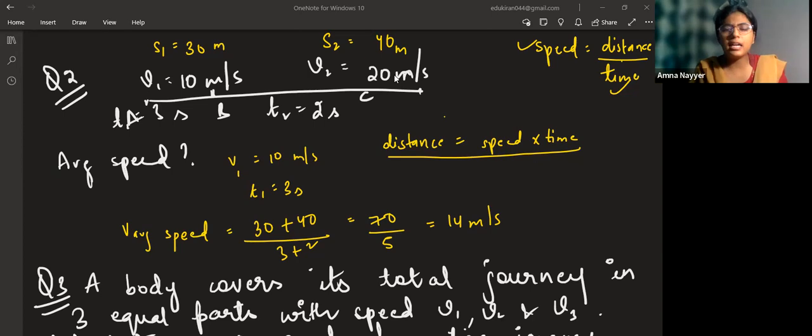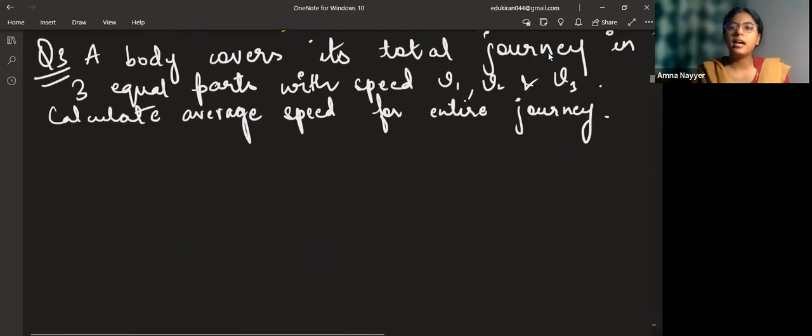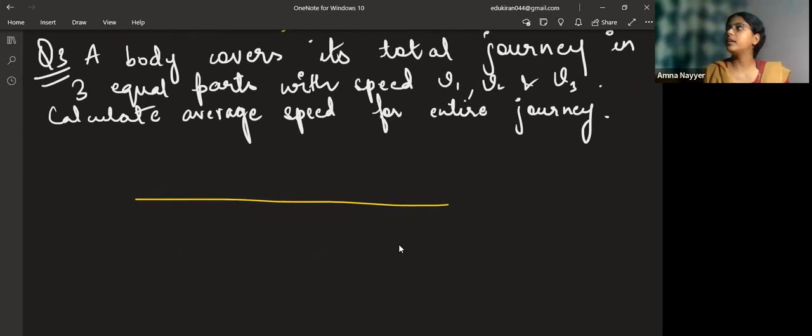Now the next question is one more step ahead of it. See, this question says that a body covers its total journey. Let's say this is the total journey. Let's say this is one point, this is the other. In 3 equal parts, right? A body covers its total journey in 3 equal parts. See, what are those equal parts? Let's say this one. So from A to B, this is the first part, B to C, second part, C to D, third part, right? Entire journey in 3 parts with speeds V1, V2, V3.